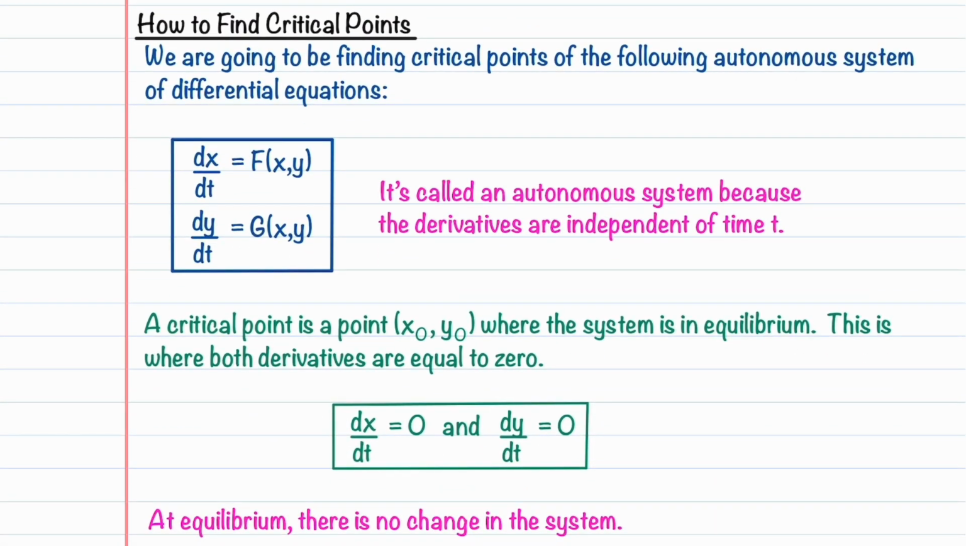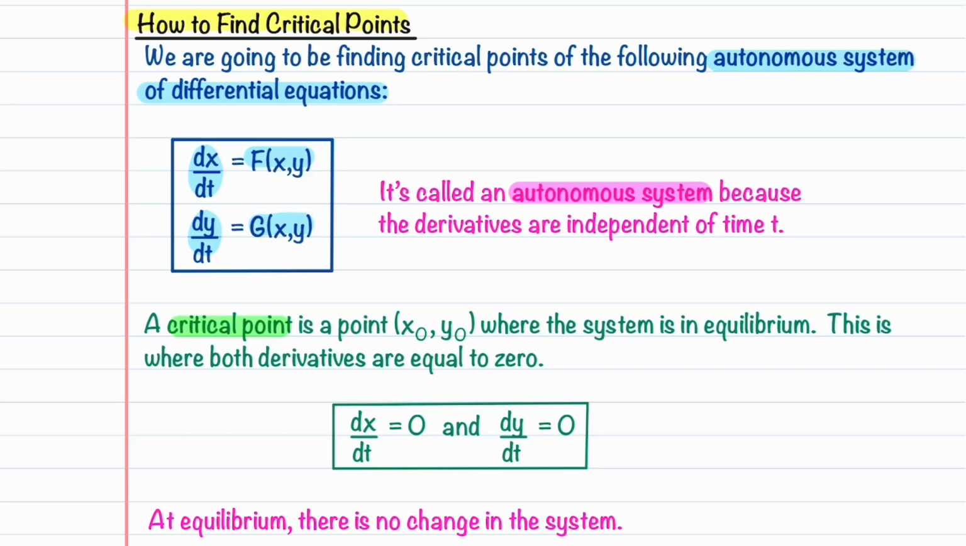We're going to begin by learning how to find critical points of the following autonomous system of differential equations. dx/dt is equal to a function f of x and y, and dy/dt is equal to a function g of x and y. This system of equations is called an autonomous system because the right-hand sides depend on x and y and not on time t.